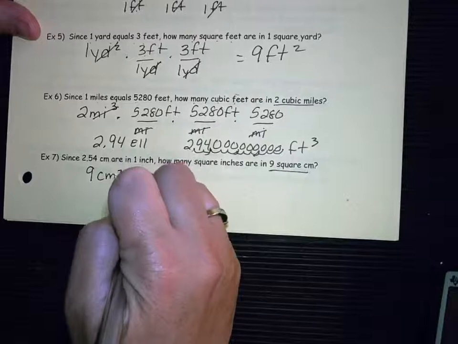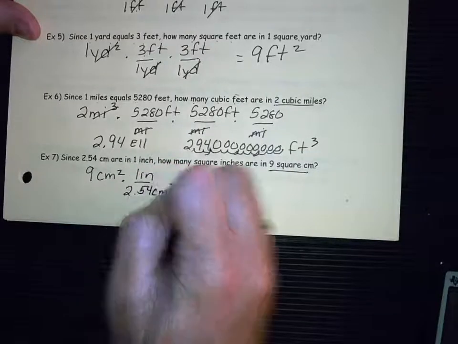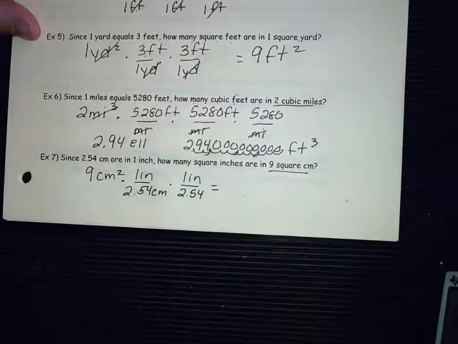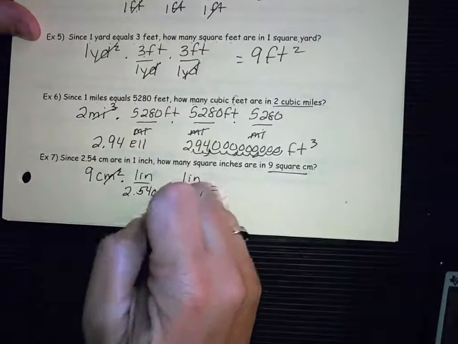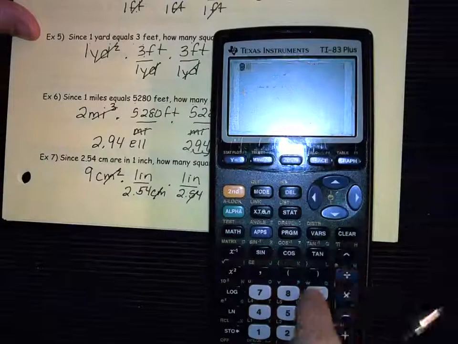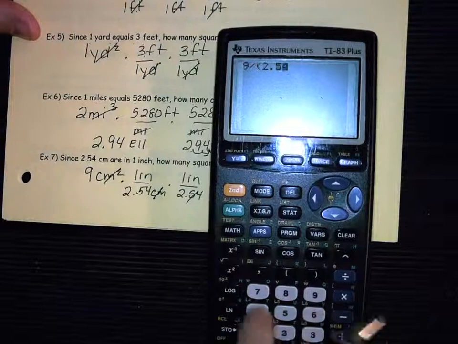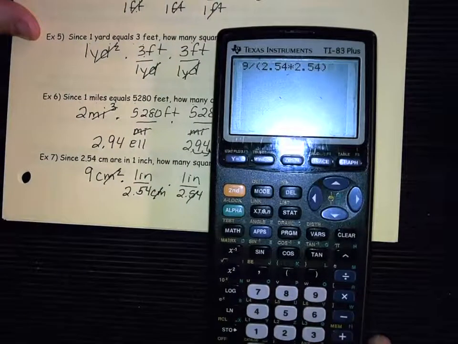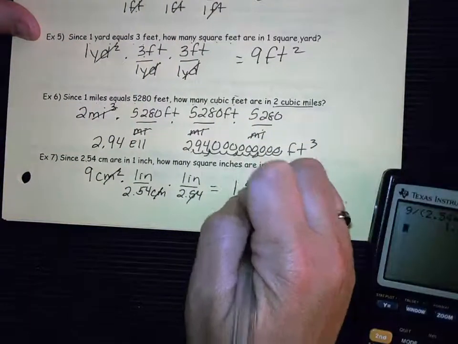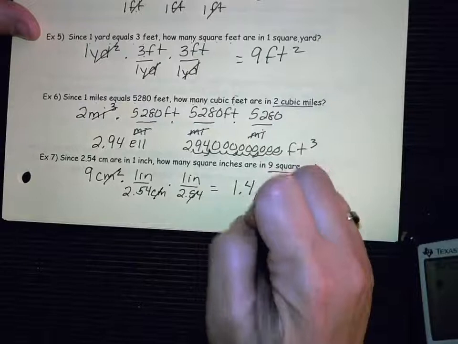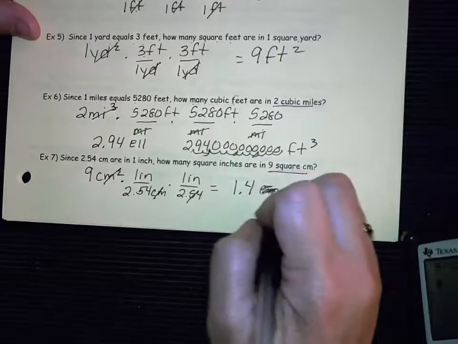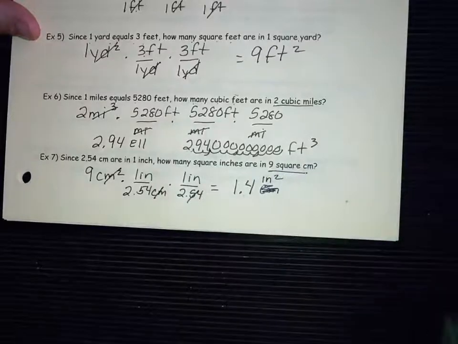1 inch is 2.54 centimeters. 1 inch is 2.54 centimeters. Centimeters squared cancels with those, or centimeters. And you will have 9 divided by 2.54, and you end up with right about 1.4 square inches in 9 square centimeters.